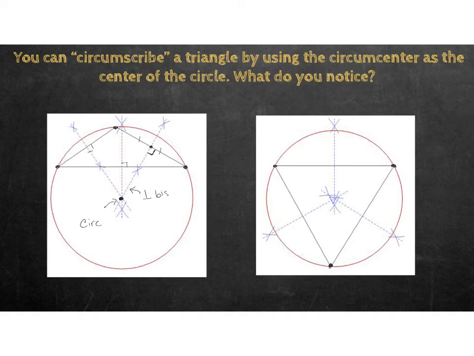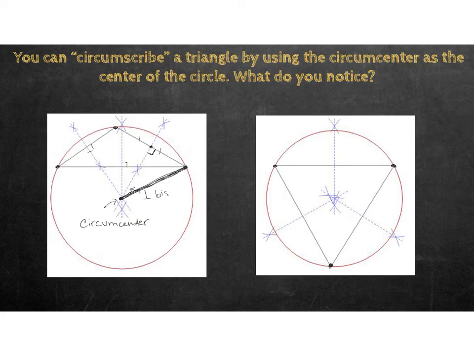That's the point that is equal distance to all 3 of my vertices. And so I can use that as a radius. That would be the radius of my red circle. I can use that distance from P to any one of my 3 vertices, because they're all the same. I can use that as my radius and draw a circle that goes through all 3 of my vertices.